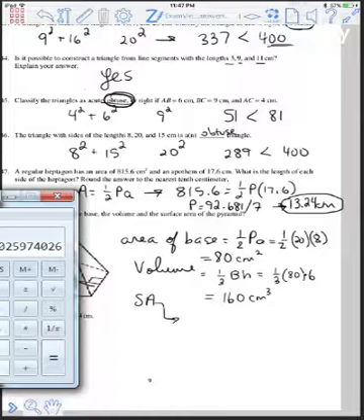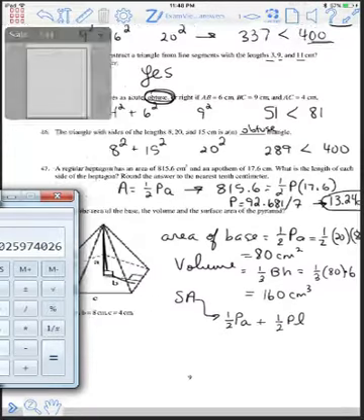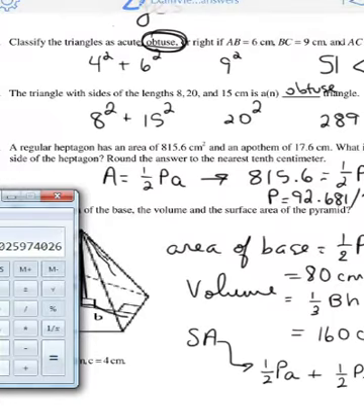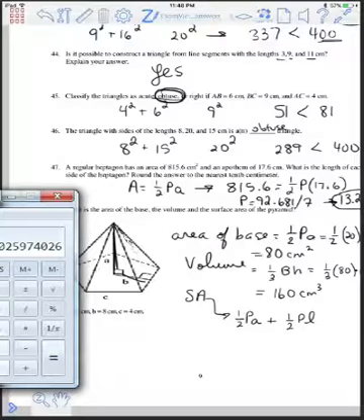And the surface area is the area of the base, which we already found, 1/2 PA, plus the lateral surface area, which is 1/2 PL, where L is the slant height. Now it wasn't given, but the slant height, if we thought about the slant height being on the surface of this triangle here, so we could say that's the slant height. We've been given the apothem and the height there, so that forms a right triangle.